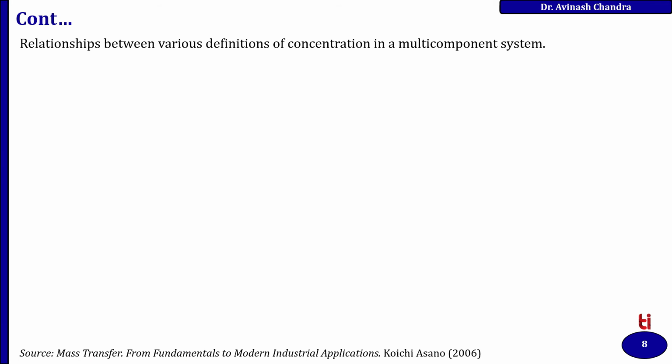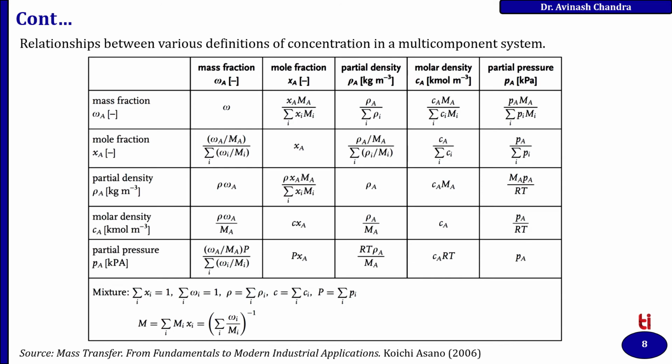Now the relationships between the various definitions of concentration in a multicomponent system are summarized here, where omega is the mass fraction, x_A is the mole fraction, ρ_A is the partial density, C_A is the molar density, and P_A is the partial pressure. Here this is the mass fraction, this is the mole fraction, this is the partial density term, the molar density term, and this is for the mixture definition.